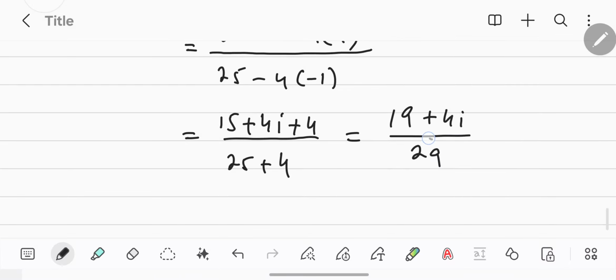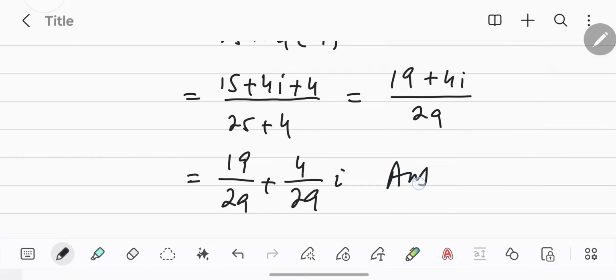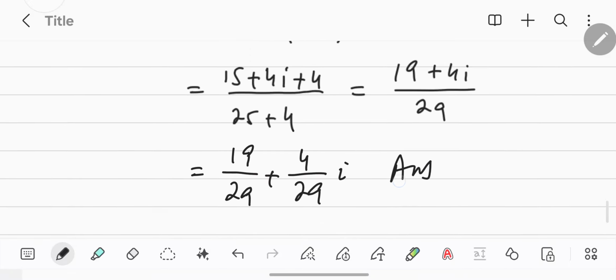What will I do now? I will distribute this denominator with the real part. This is the real part. And then with the imaginary part. It is 19 by 29 plus 4 by 29 iota. This is the answer. In the next example, we have division by pure imaginary number.